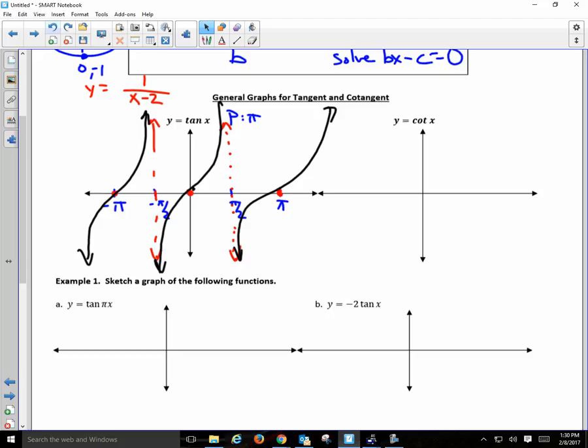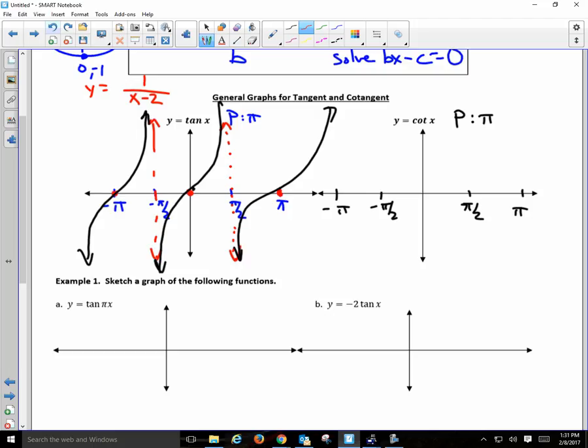Okay, cotangent is different. Cotangent will repeat itself every pi. Period is pi. Probably not opposite, but rather reciprocal. As we think of the reciprocal, we're going to have to think this through just a little bit. So cotangent is the reciprocal of tangent. That means we take the tangent values and we flip them upside down.